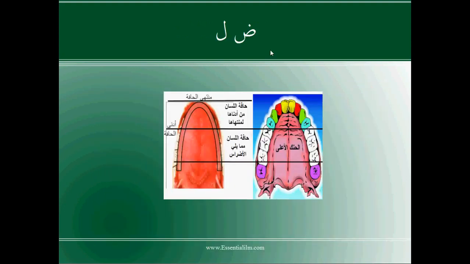Okay, now we have the letter dad and the letter lam. The letter lam is pronounced from, this is your tongue, right? This is the front portion of your tongue. You use this portion of the tongue to touch the gums of the teeth, basically from the baby blue to the other side. All these, that's the gums that you have to touch, using this portion of the tongue.